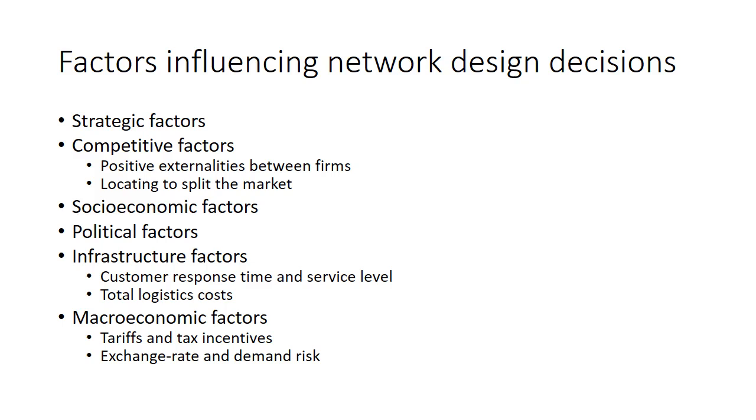Factors influencing the network design decisions. Basically, in this section, we examine a wide variety of factors that influence network design decisions in supply chain. So over here, we are examining the wide variety of factors, starting from the strategic factors, comparative factors, socio-economic factors, political factors, infrastructure factors, logistic cost, customer response, macroeconomic factors. So basically, these are the factors which influence the network design decisions.